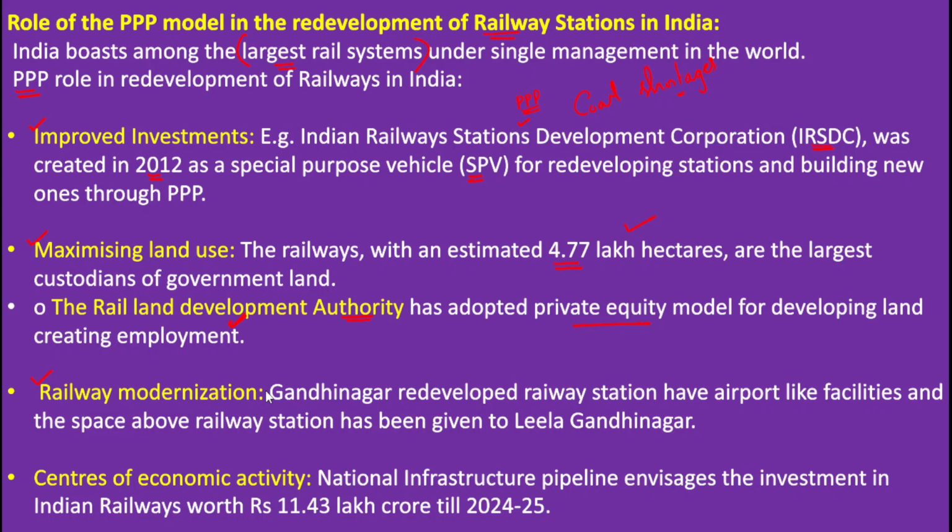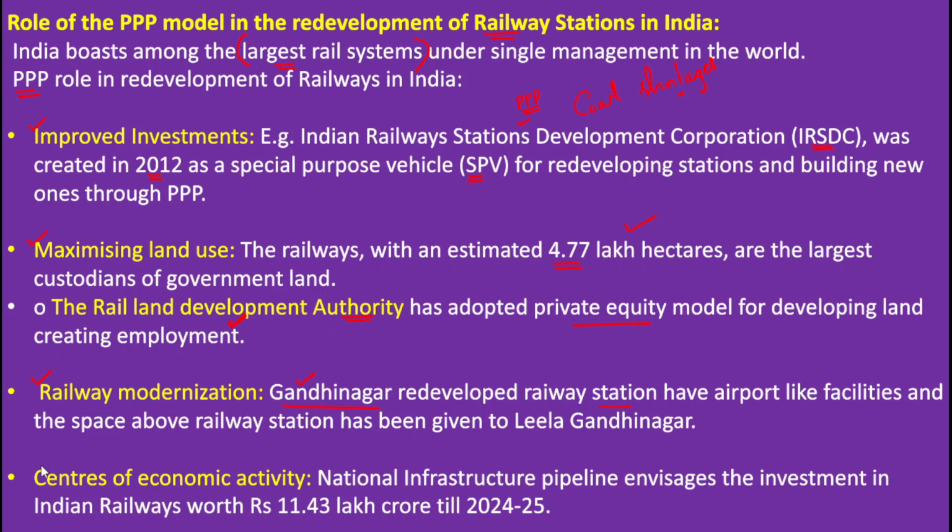If you look at railway modernization, Gandhinagar is a redeveloped railway station. It has airport-like facilities. The government has been redesigning and redeveloping railway stations and providing airport-like infrastructure facilities in them. Gandhinagar is one such example of providing state-of-the-art facilities and infrastructure in a railway station. The government has also aimed to develop all these railway stations with state-of-the-art infrastructure facilities over the next 5 to 10 years.